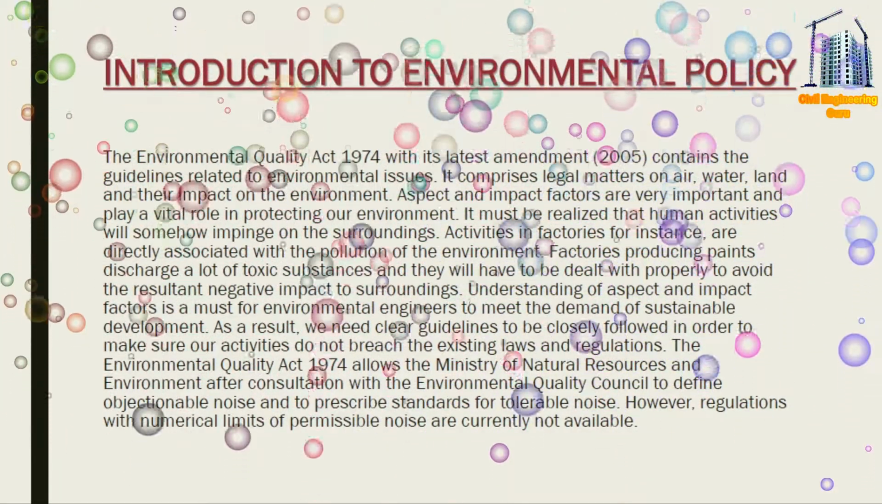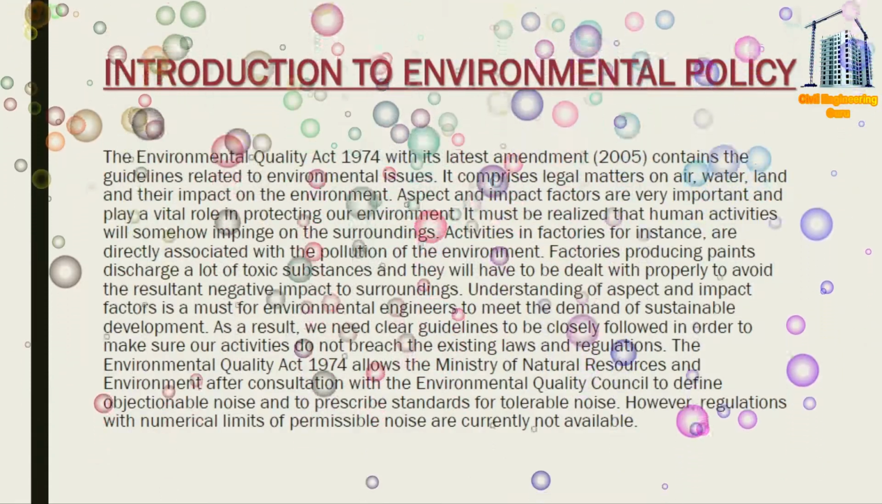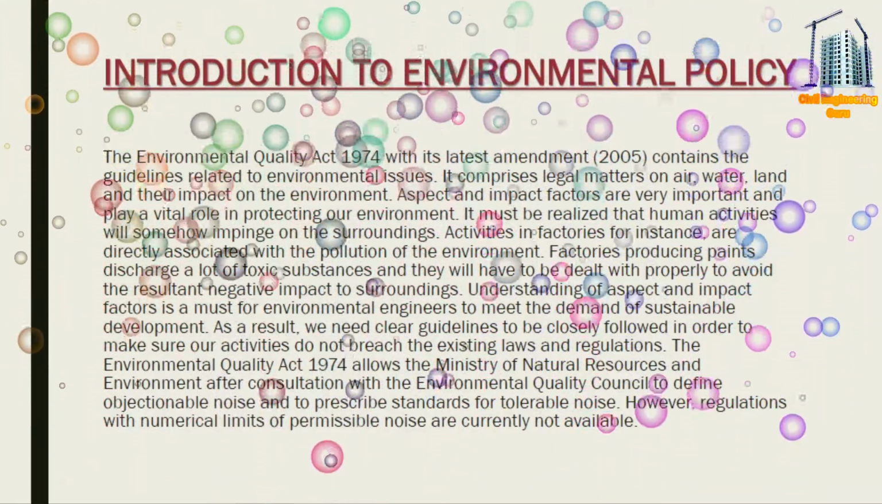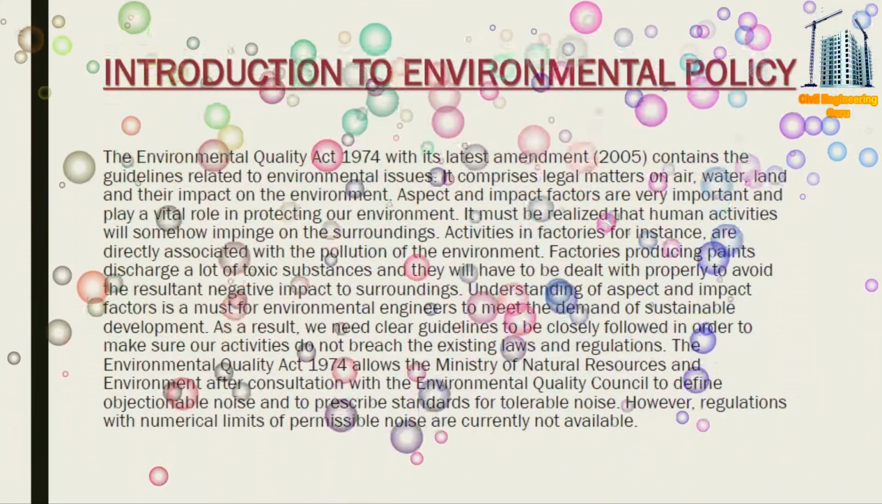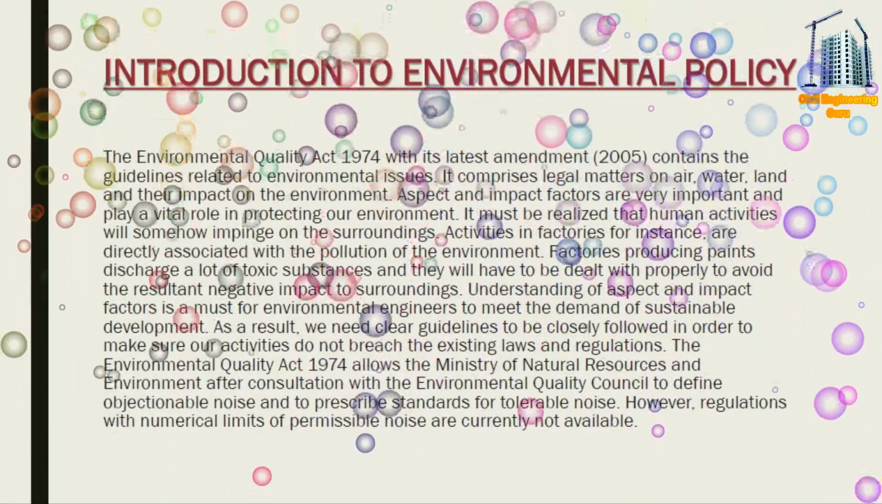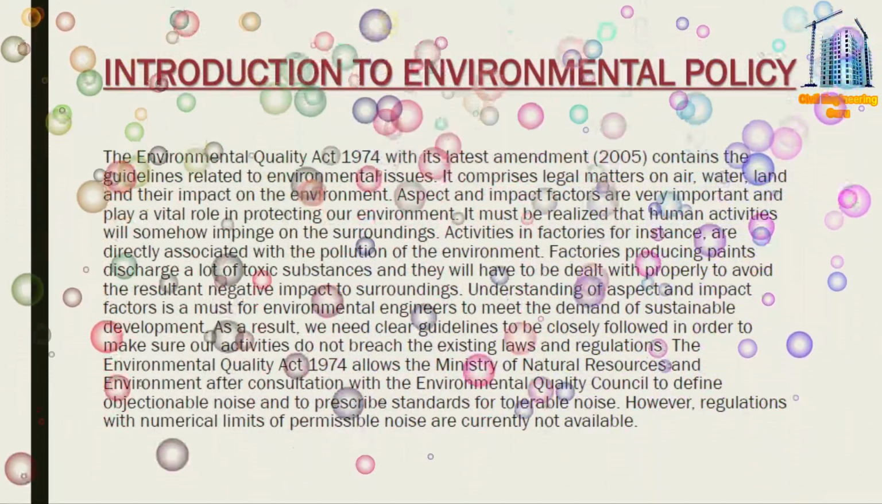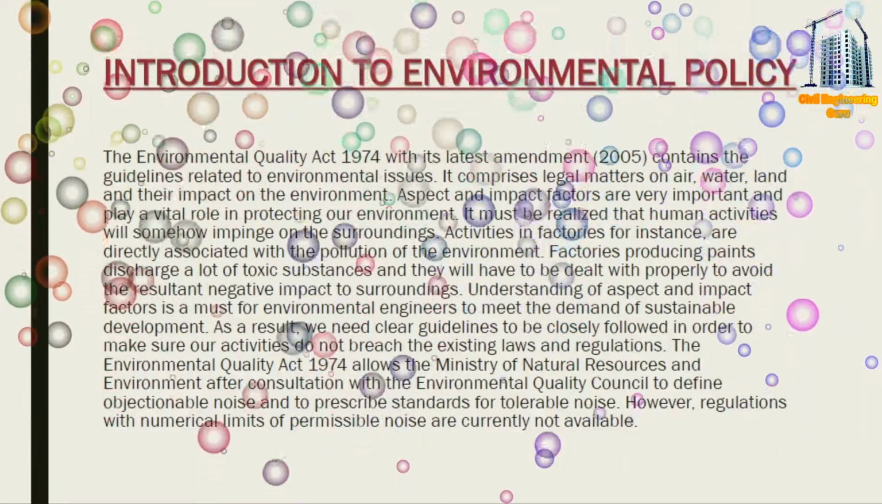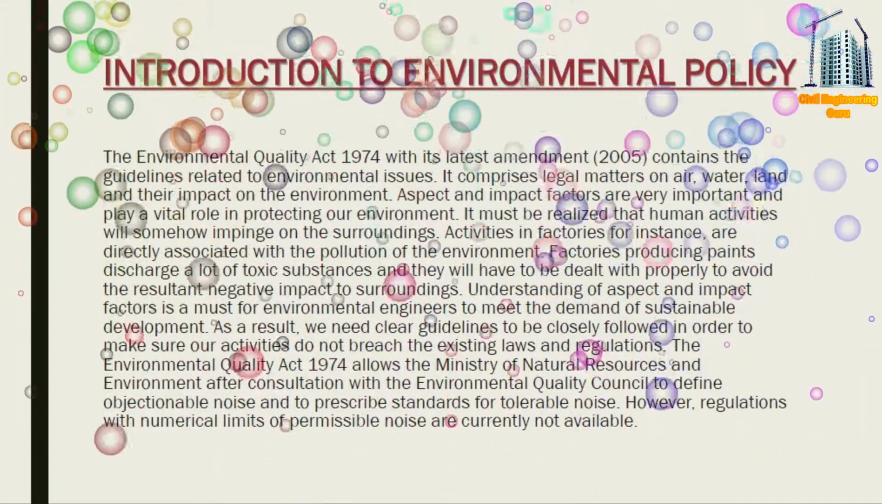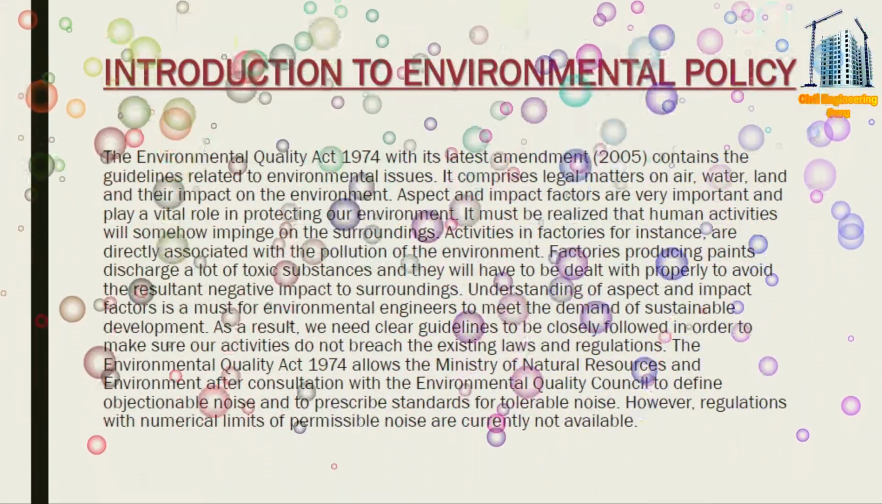It must be realized that human activities will somehow impinge on the surroundings. Activities in factories, for instance, are directly associated with the pollution of the environment. Factories producing paints discharge a lot of toxic substances and they will have to be dealt with properly to avoid the resultant negative impact to surroundings.